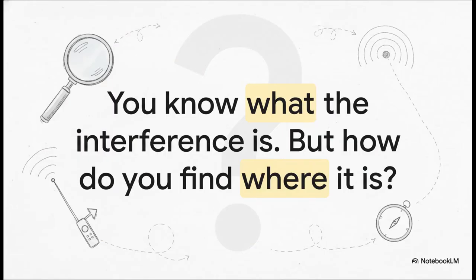So picture this. You've done all the work in the lab. Your spectrum analyzer gave you this perfect fingerprint of the interference. You totally know the what. But now you're standing outside, antenna in hand, and the signal, well, it's everywhere. The million-dollar question is, where? How in the world do you turn a reading on a screen into an actual place you can walk to?